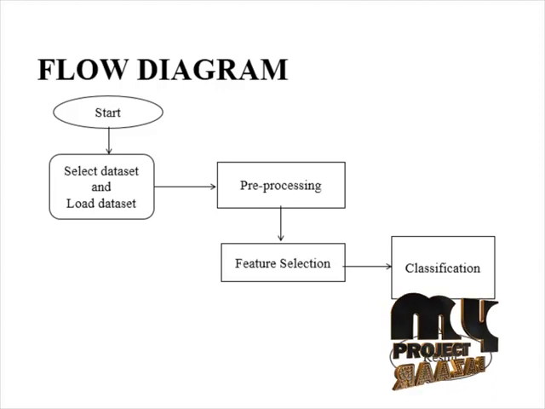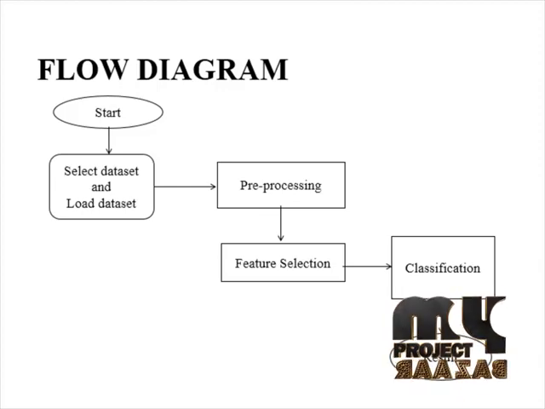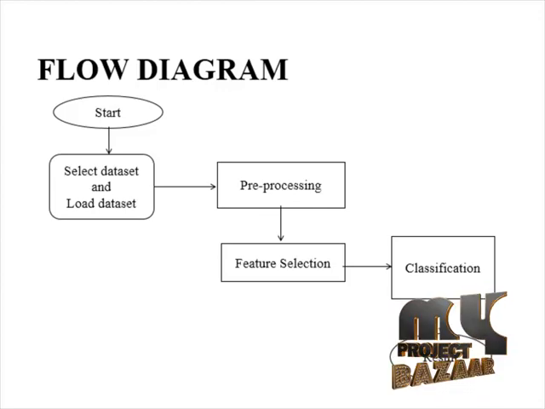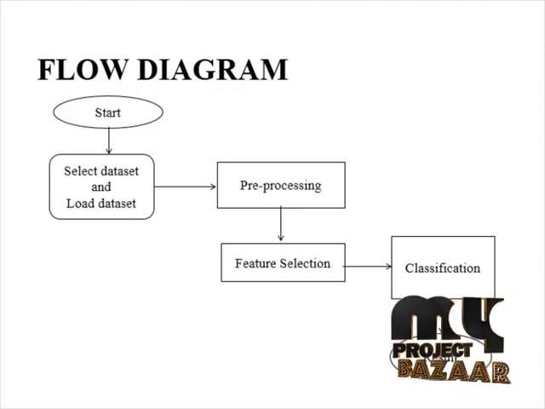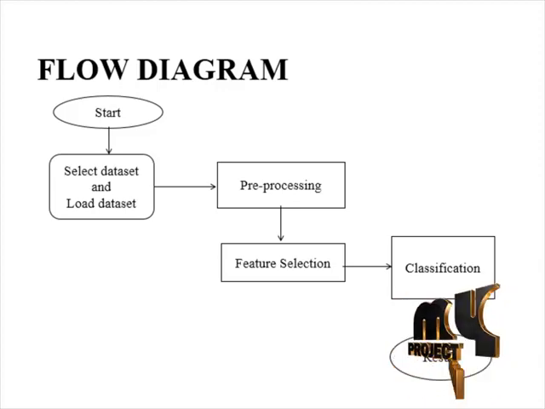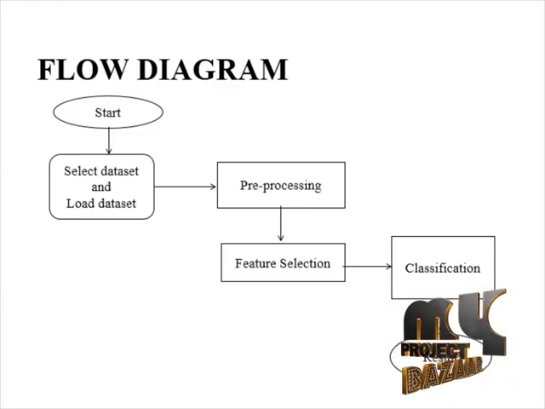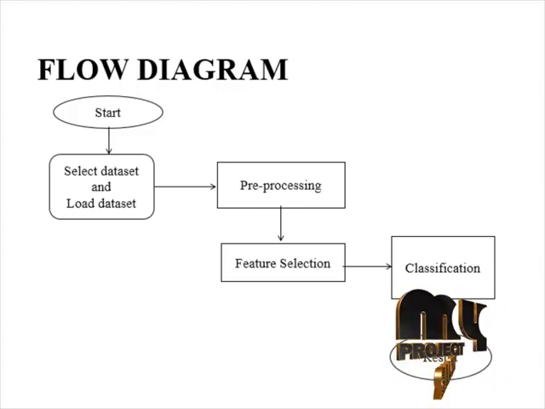And the flow diagram of the project is: first we need to start the program and read the data set. After reading the data set, we need to check the information about the data set and describe the data set, and then it will move into pre-processing. In pre-processing, we need to clean our data set. Cleaning means we need to check the missing values or null values in our data set. If it contains any missing or null values, we need to replace them with the unique value of 0. After that, it proceeds to feature selection.